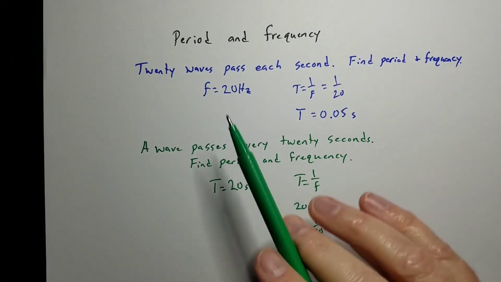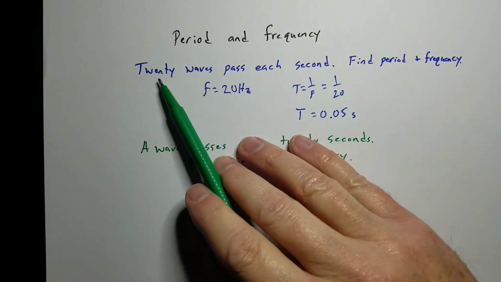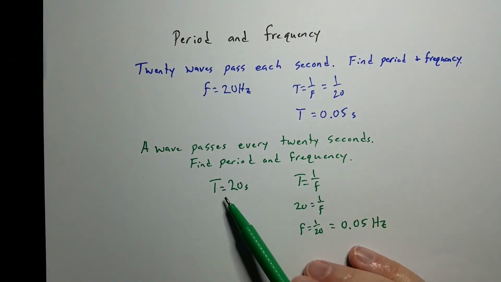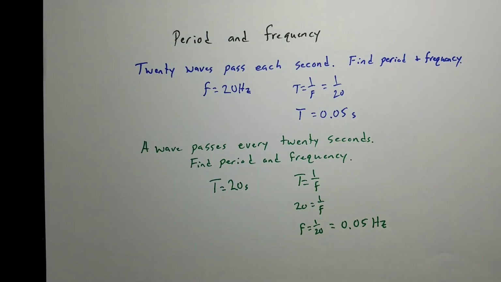See, it's the same math, it's just how the statement's read. If it tells you how many, it's a frequency. If it tells you how long, it's a period. All right? Now, let's get into some more calculations.